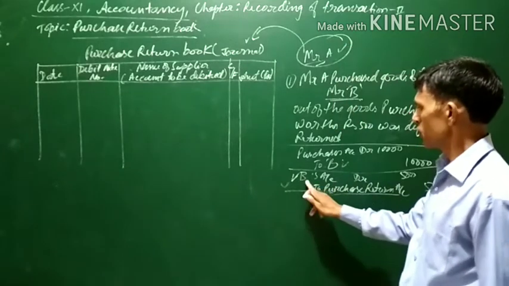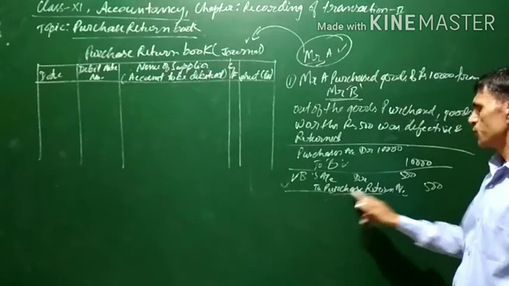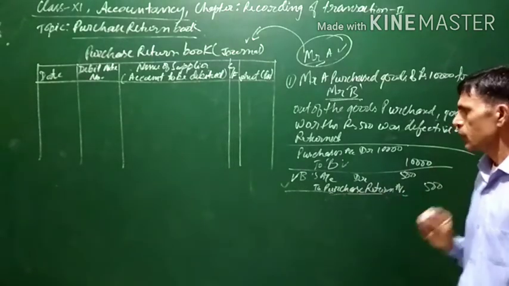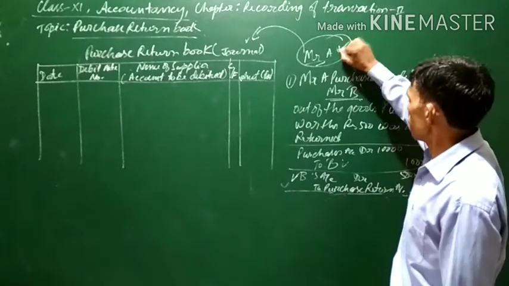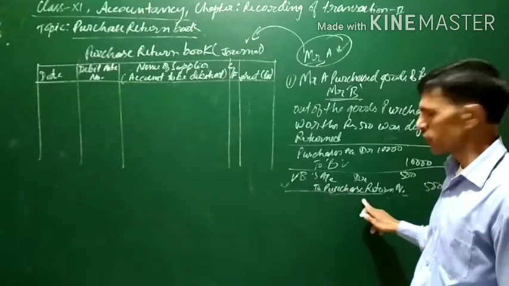That is, Mr. B's account will be debited, and purchase return will be credited because the goods which were purchased are now being returned. Purchase return account credited. So when Mr. A is returning the goods, he will be passing a journal entry: B's account debit to purchase return account.